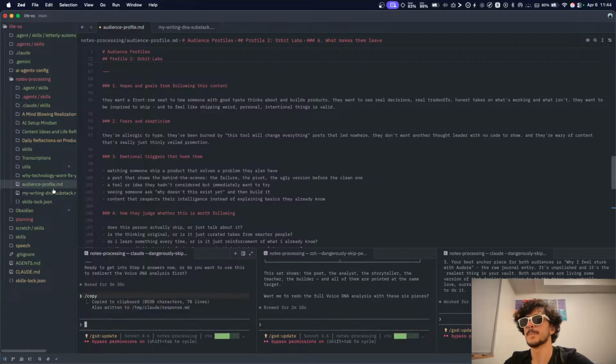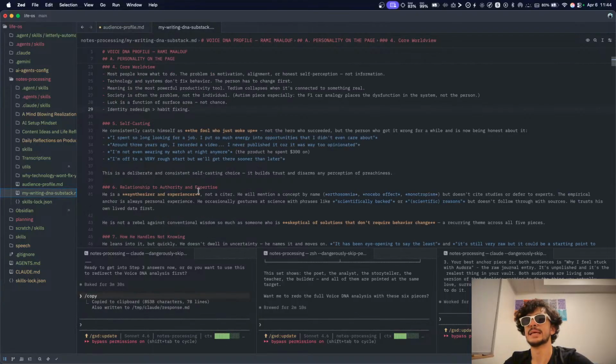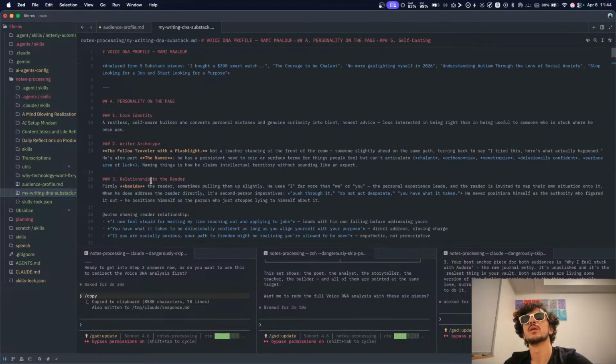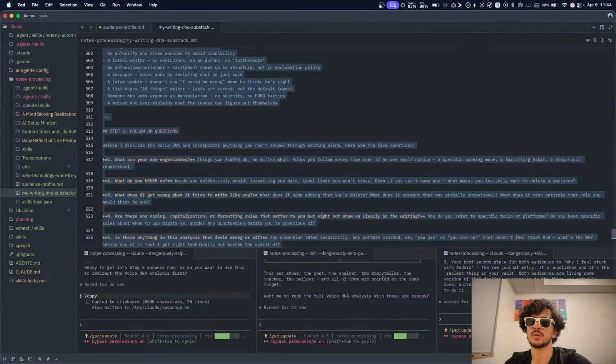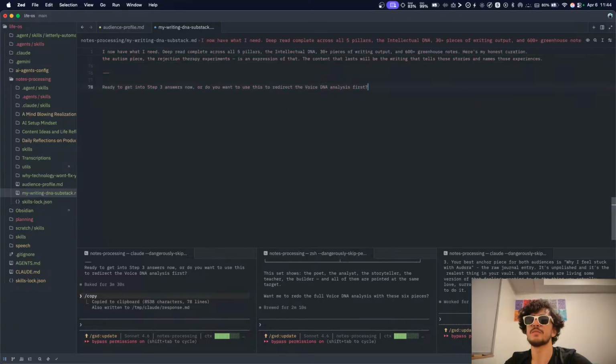Copy my writing DNA. Substack, yes. Wait, it was 500. Now it's 78. You stupid ass, bro.